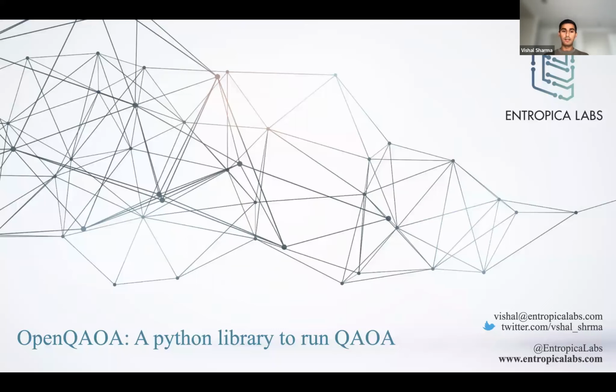Right? So before I start elaborating on what this thing is about, maybe I can give you a quick introduction about myself. I'm Vishal. I have a bachelor's degree in engineering physics from the Indian Institute of Delhi. And then I went on to pursue a master's in physics with a specialization in quantum physics from the University of Munich, LMU, in Germany.